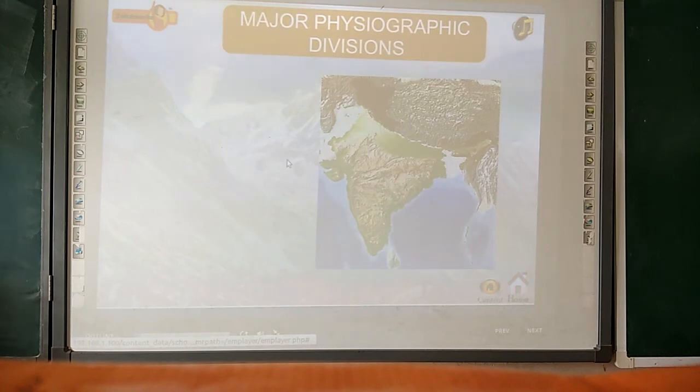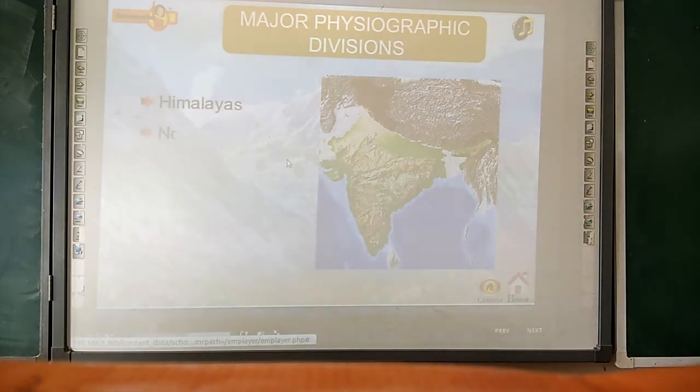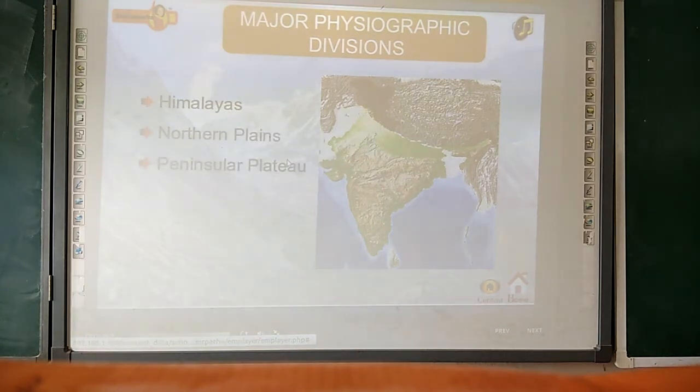Let us know about the major physiographic divisions of India. The main physiographic divisions of India are the Himalayas, Northern Plains, Peninsular Plateau, Indian Desert, Coastal Plains, and Islands. We'll start with the Himalayas and try to know more about it with the help of the following video.